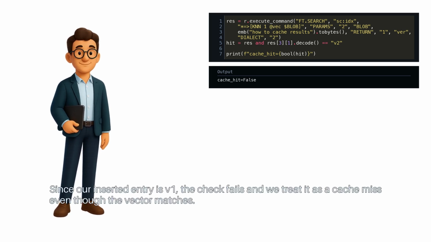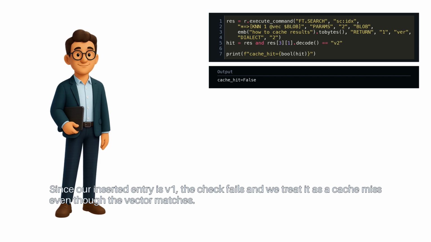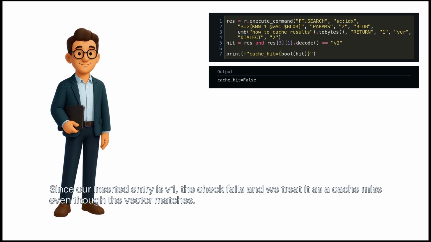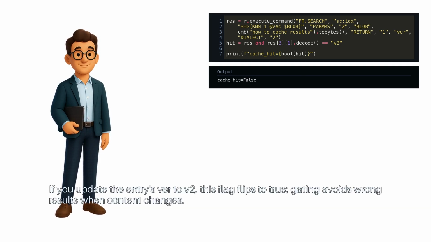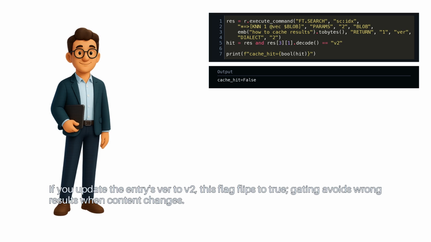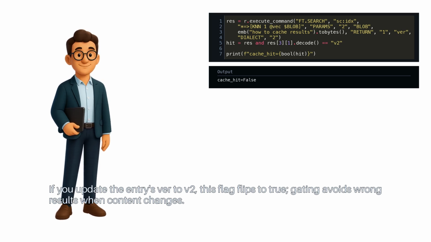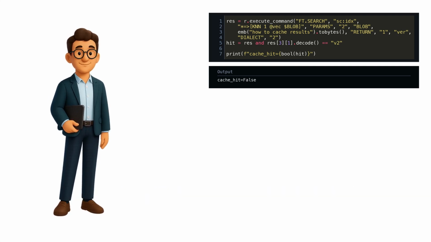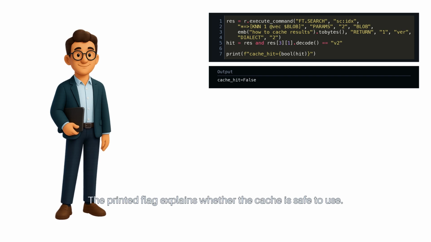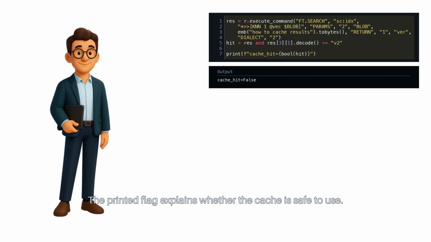Since our inserted entry is v1, the check fails and we treat it as a cache miss, even though the vector matches. If you update the entry's ver to v2, this flag flips to true. Gating avoids wrong results when content changes. The printed flag explains whether the cache is safe to use.